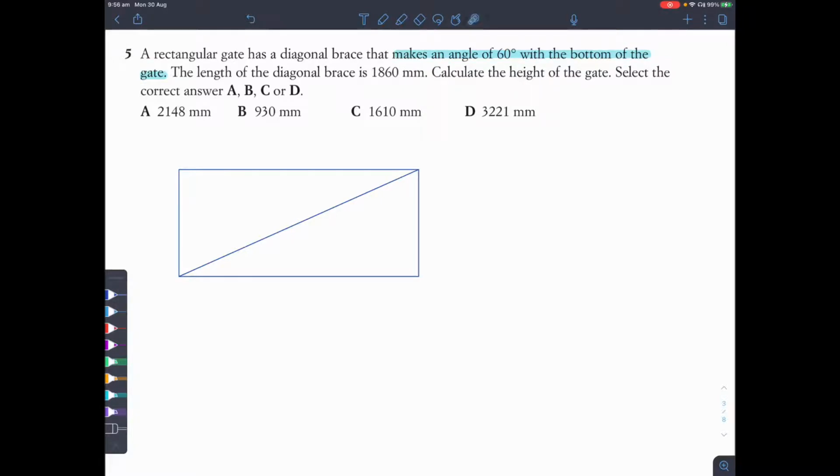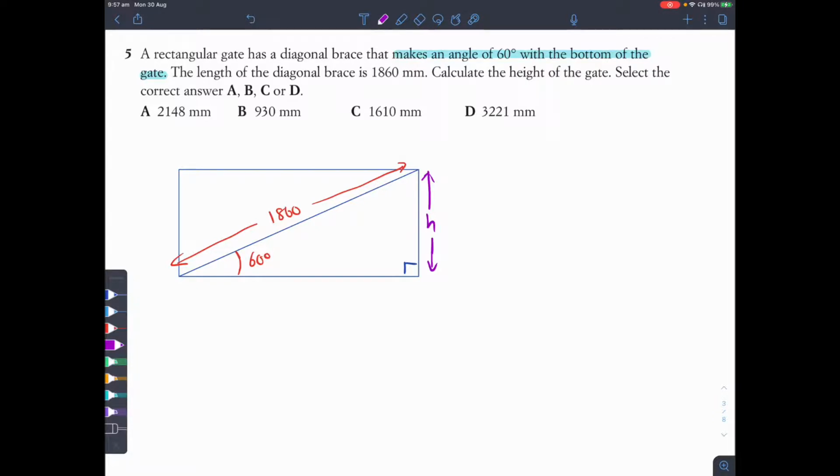Okay, so here's my diagonal brace. There's the bottom of the gate. It makes an angle here of 60 degrees, whereas the length of the diagonal brace is 1,860. So this is 1,860 right there. And this is a 90-degree angle on the bottom right side because it's a rectangle. So we're trying to find out the height of our gate.